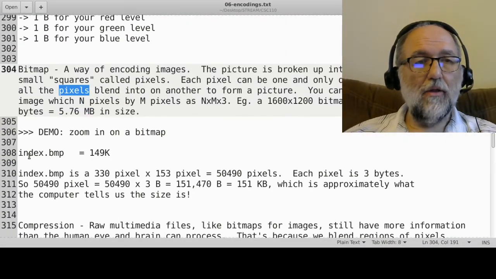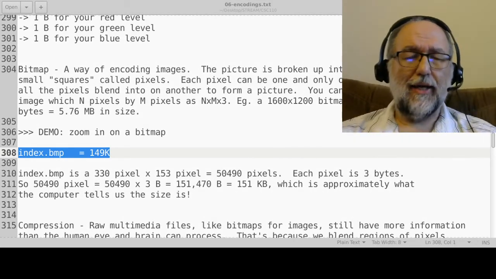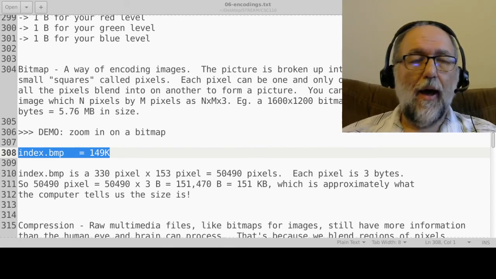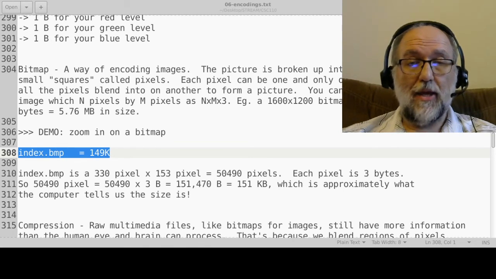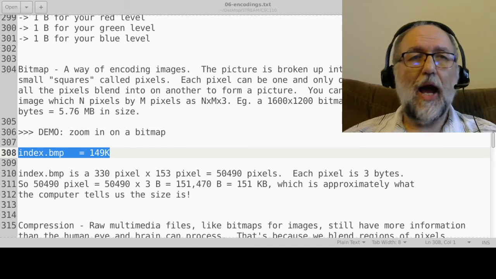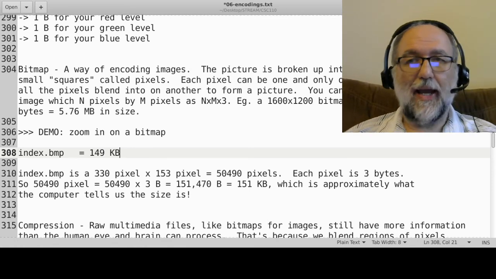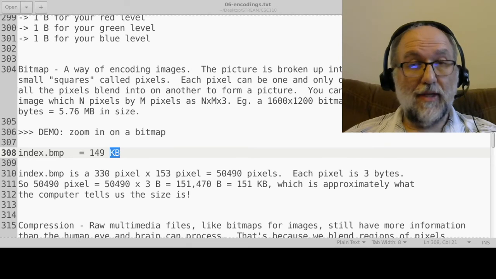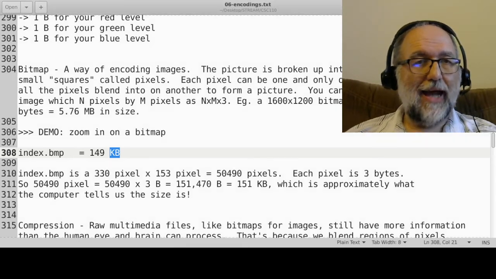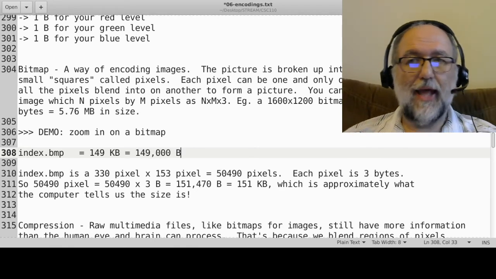Now, the file, I can actually measure it using the computer. I'll show you how to do that in a later class. But I basically asked, how big is this file? It's called index.bmp. BMP is the extension that means bitmap, and the computer told me that it is 149 kilobytes. Now remember what kilo means. It means 1,000. So if you wanted to reduce it down to bytes, this would be 149,000 bytes.